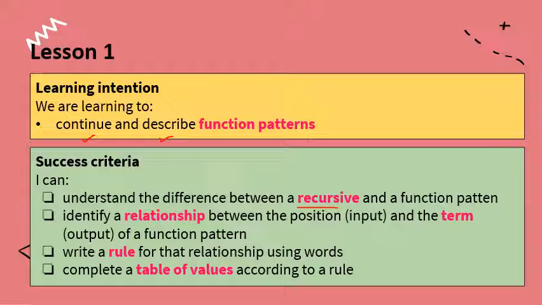Now, you can see here all these words that are bolded in pink. That's all different vocabulary which we're going to be using today, and I'll go through all of these. So if you're a little bit confused, you're like, what's a term? What's a recursive pattern? We're going to look at that in a minute. You'll also write a rule for that relationship using words, and you'll also complete what's called a table of values according to a rule. So it's quite a lot to get through today.